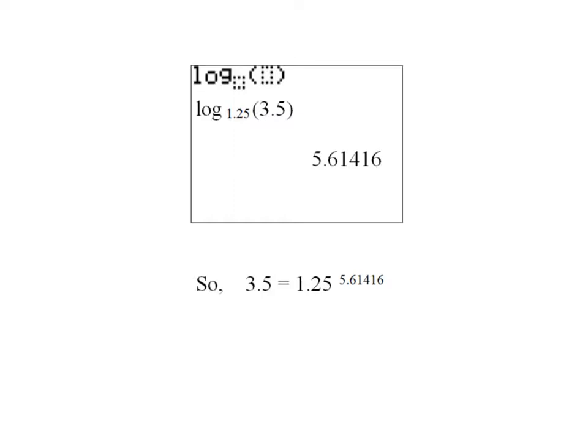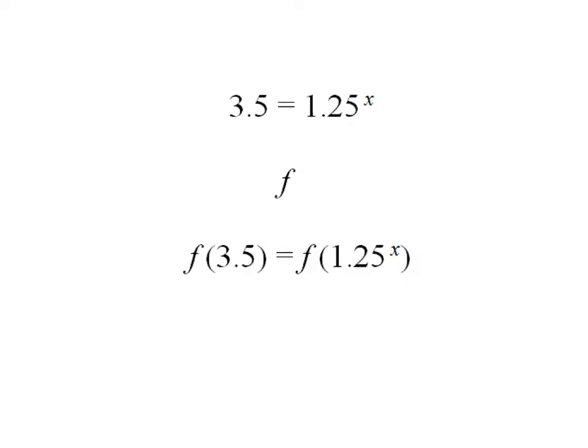This particular one does, and when we enter log base 1.25 of 3.5, this calculator will give an answer of 5.61416 when rounded to 5 decimal places. This means that if we take 1.25 and raise it to the 5.61416 power, it should equal a number very, very close to 3.5. Check on your calculator and see if it does. But how can we find this number if we have a more common calculator? We can use our knowledge of the properties of functions and the properties of logarithms.